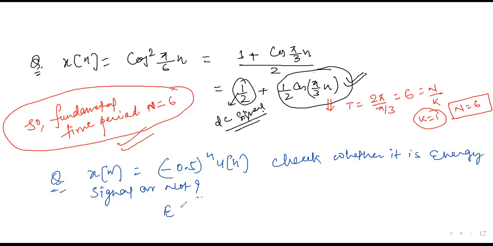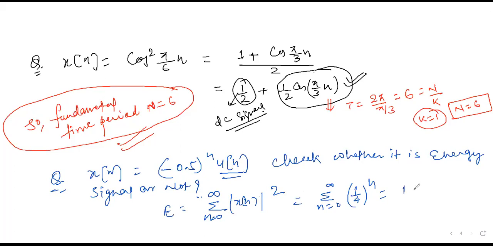What is the energy of a discrete signal? This is n equal to 0 because this is u of n, so it starts from n equal to 0 to infinity, mod of x of n square. So this can be written as the sum from n equal to 0 to infinity of (1 by 4) to the power n, which is 1 plus 1 by 4 plus 1 by 4 square and so on to infinity. So what's the energy?